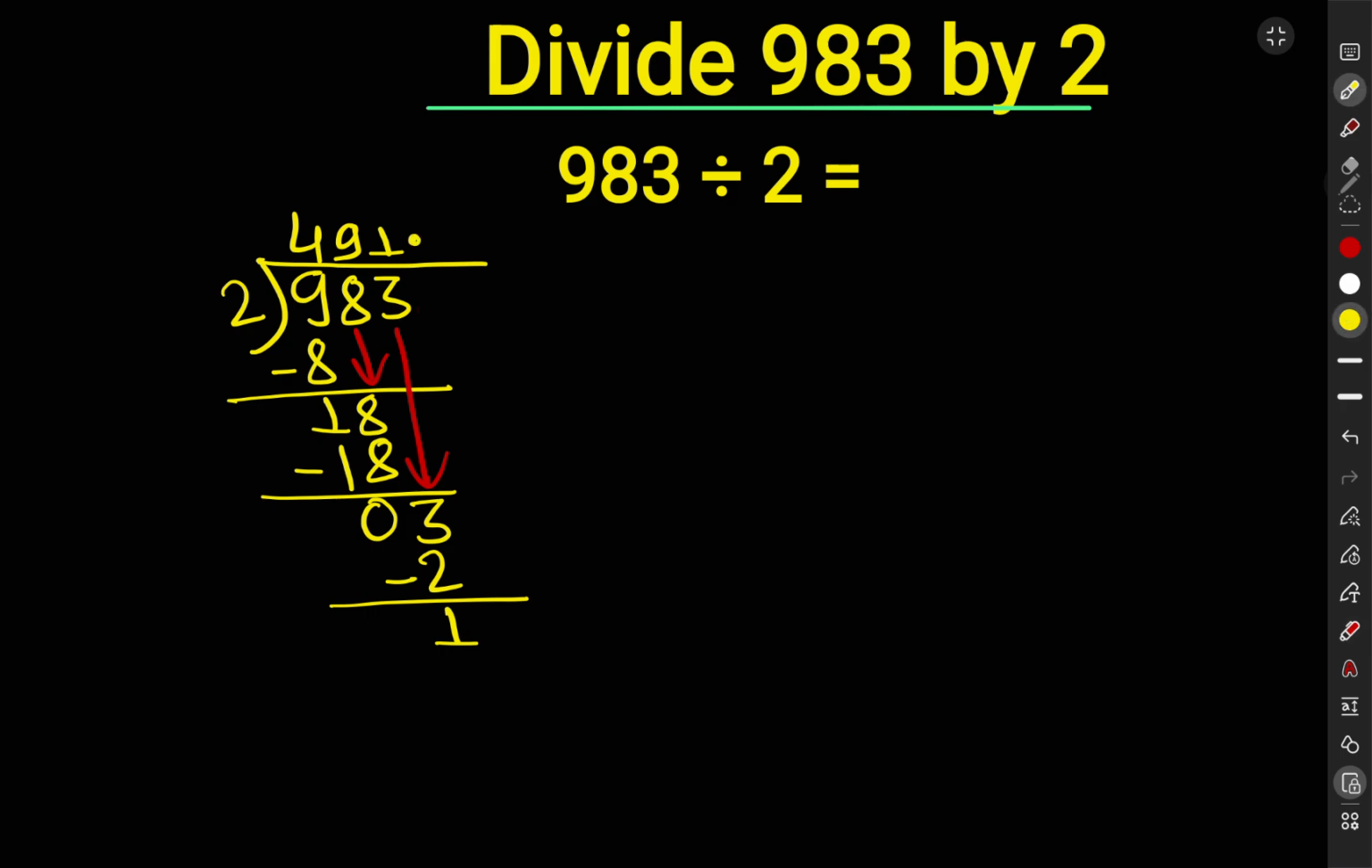So we take here decimal so that we put 0. So it is 10 and 2 times 5 is 10. On subtracting we get 0. So 983 divided by 2 is 491 decimal 5.